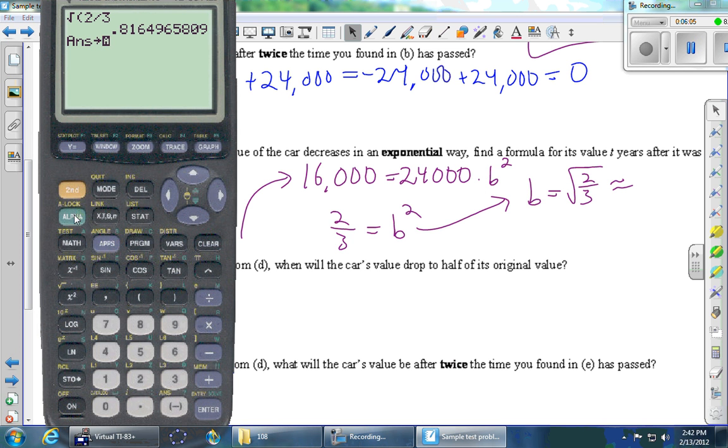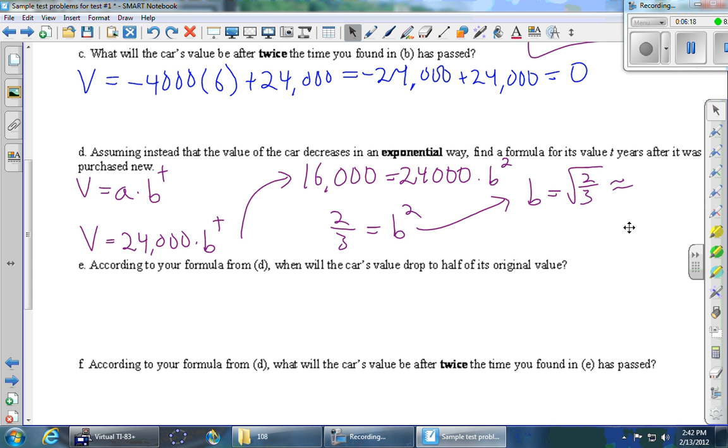Second, nope, alpha to get the green. You can see it turns into an A for alpha, and then we hit the letter b. So anytime I ask it for the value of b, it's going to know 0.8 and all those other digits that I don't feel like writing. So it's about 0.8, which means my final equation from here is v equals 24,000 times 0.8 to the t.